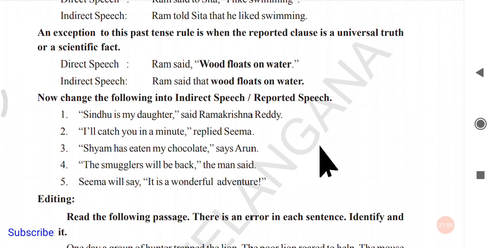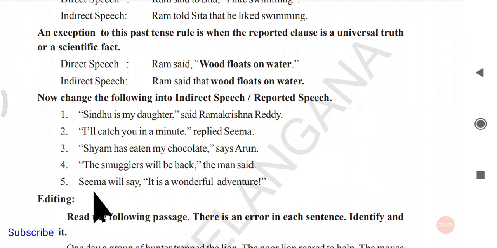Okay, simply. Next, the smugglers will be back, the man said. Okay, yeah, change it into indirect speech. Come on. So the man said that the smugglers would be back. So will be changed as would. Okay, will be changed as would.